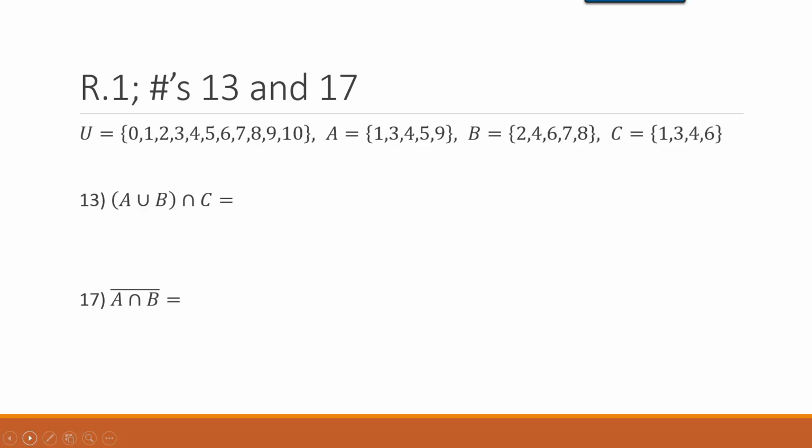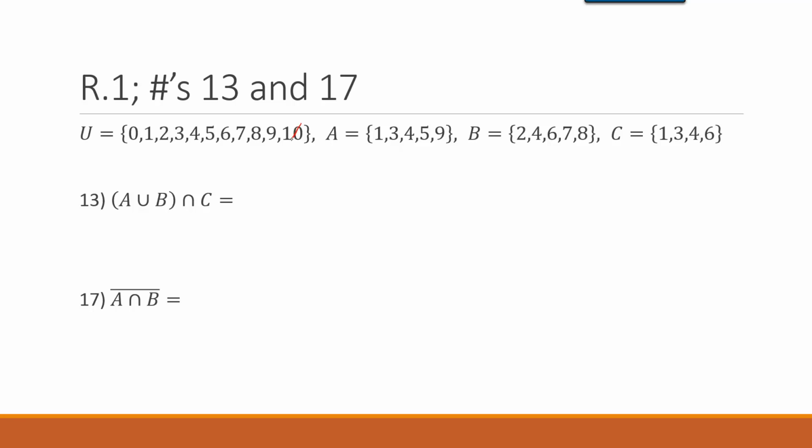All right, so the universal set, which includes all the numbers in our set, in this case is 0 through 10, all of those integers. Number 13 asks us to find the union of A and B that intersects C. So union means all the elements that are in each set. So the union of A and B, if you look at each one of the sets, A has 1, 3, 4, 5, and 9. B has 2, 4, 6, 7, 8. So they have all the numbers through 9.